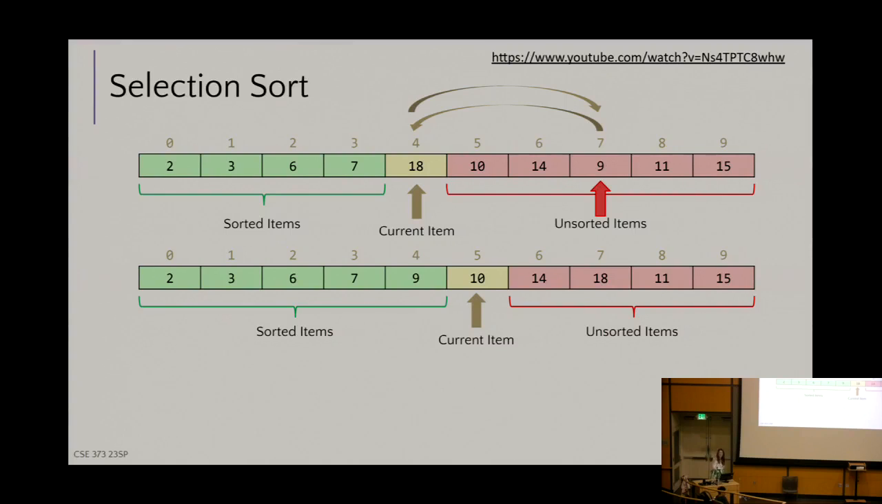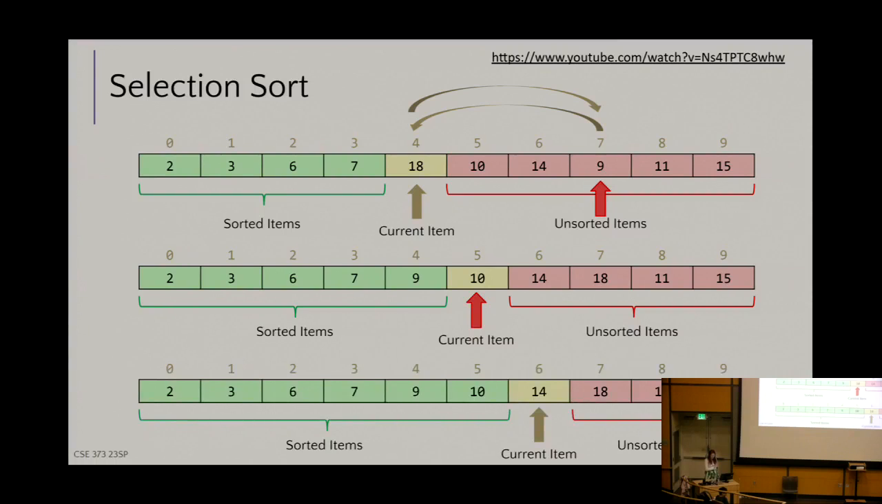10 is in position 5. I look through 10 and all the unsorted things. Nothing is smaller than 10, so congratulations, 10, you're already in your correct spot. You can see how things are growing. Then 14, so really it's position 6. I look through the rest of the items. The next smallest item is 11, and I would swap it into that position.